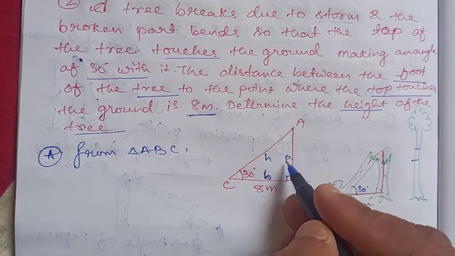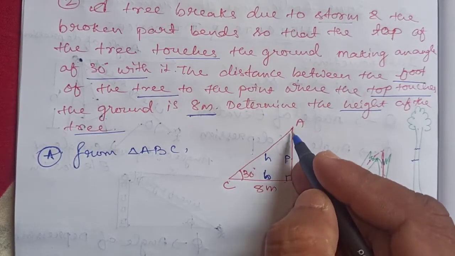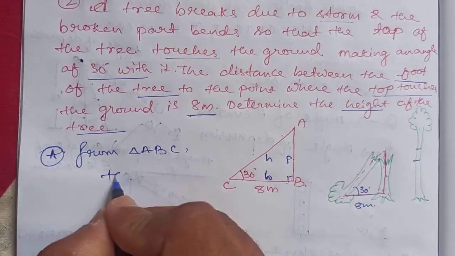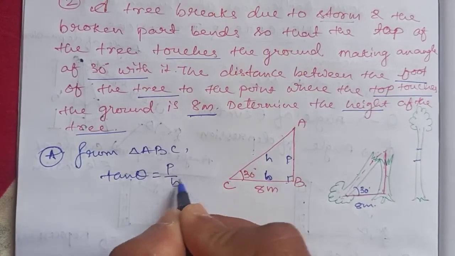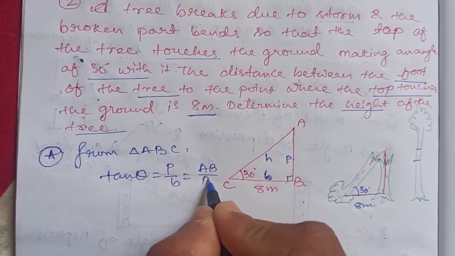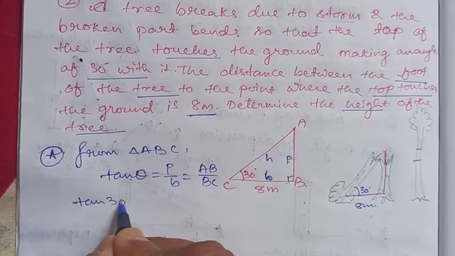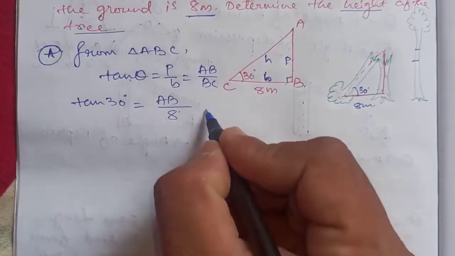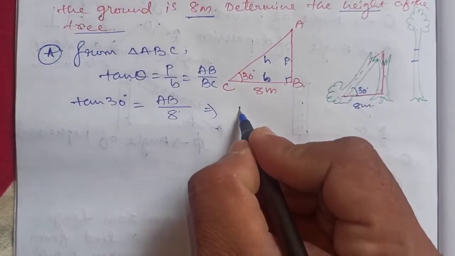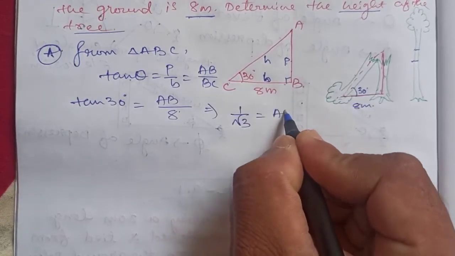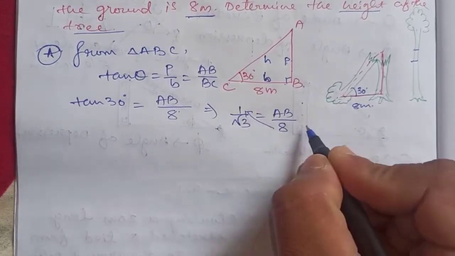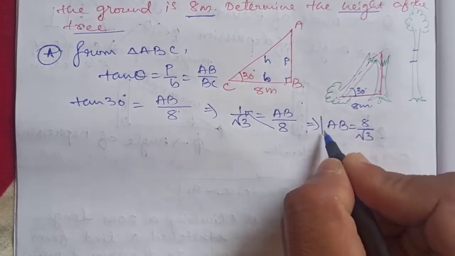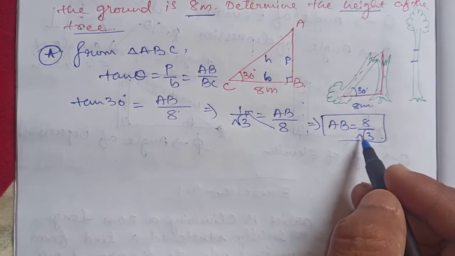First of all I will take P by B because I have to find the perpendicular and I have the base, I don't have the hypotenuse. So tan theta equals P by B equals AB by BC. Tan 30 degrees is AB by BC. AB we don't have. BC is 8. Now substitute the value of tan theta. Tan 30 is 1 by root 3 equals AB by 8. Multiply by 8 here. We will get AB equals 8 by root 3.